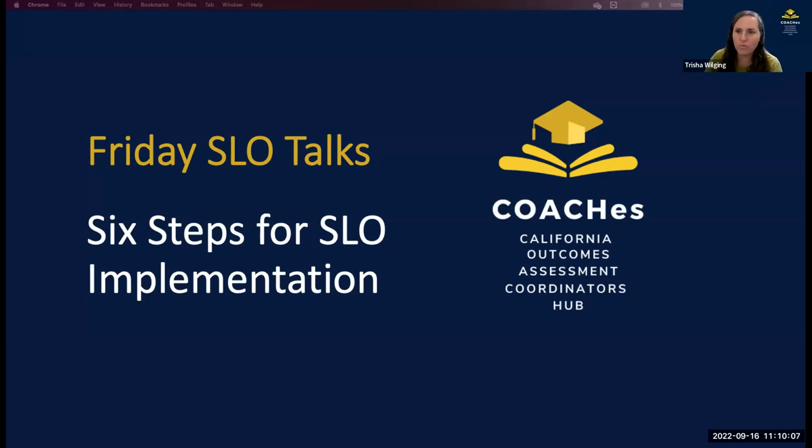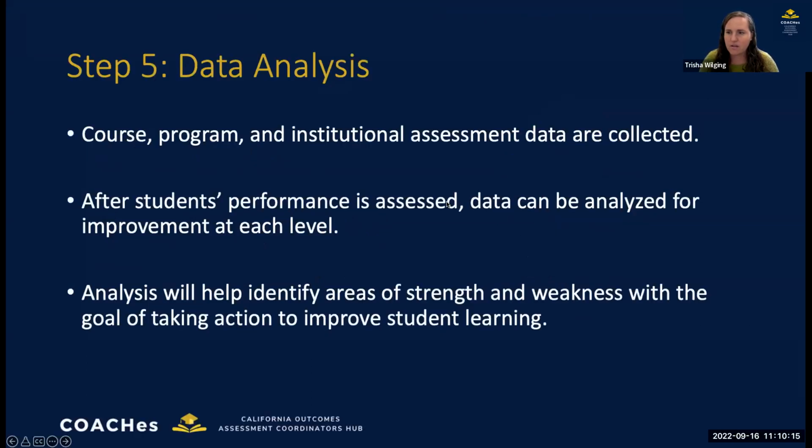Okay, so we are focused on data analysis in step 5. From an overarching perspective, data analysis follows from our course, program, and institutional assessment data, right? The data has to be collected. If we aren't collecting data, if our faculty aren't assessing, there's not going to be anything for us to analyze. But after students' performance is assessed, data can be analyzed for improvement at each level, and even from a strengths-based perspective, right? If folks are doing very well, we can leverage strengths in the same way that we can address weaknesses. And that analysis will help us, as mentioned here, to identify areas of strength and weakness with the goal that we would take action to improve student learning based on what we see.